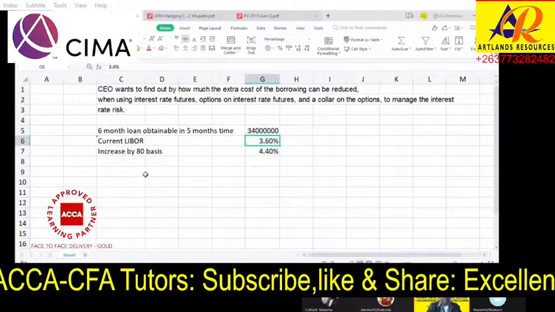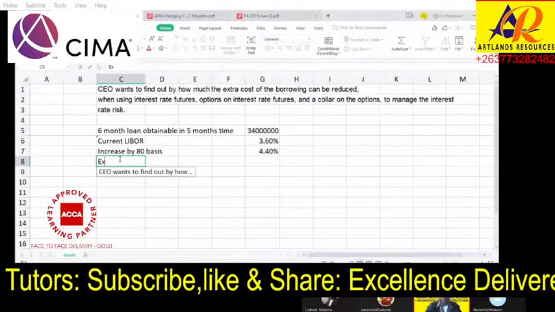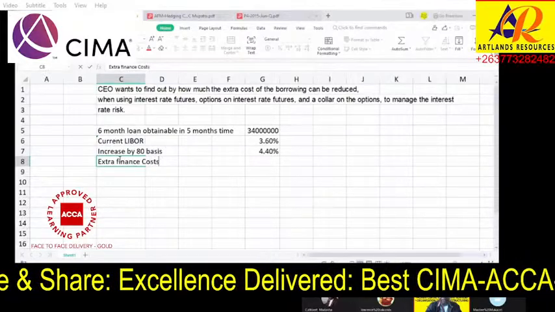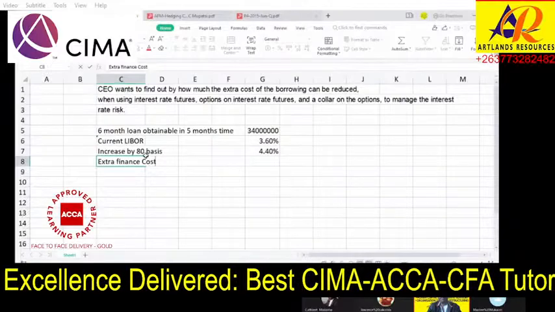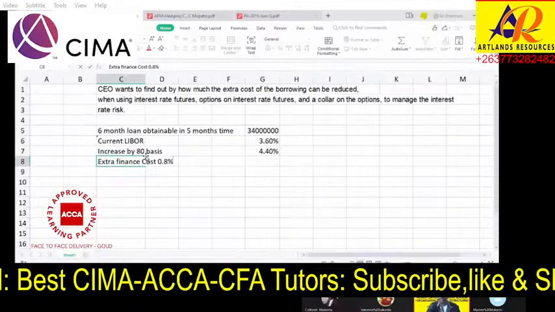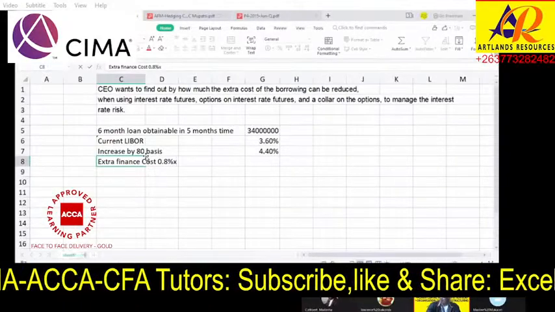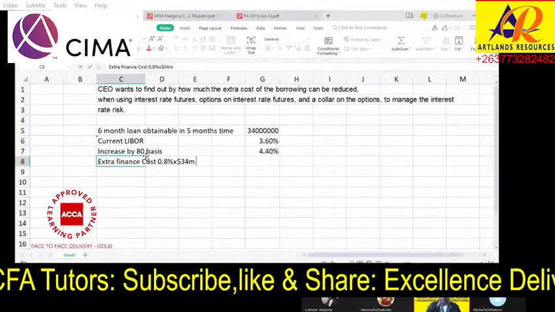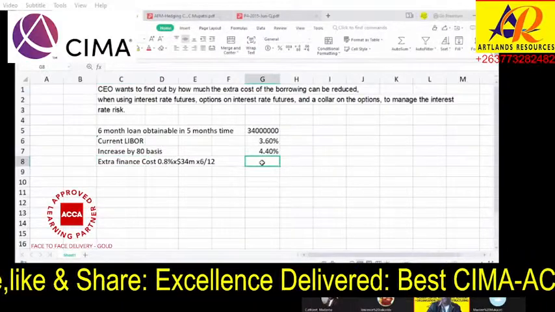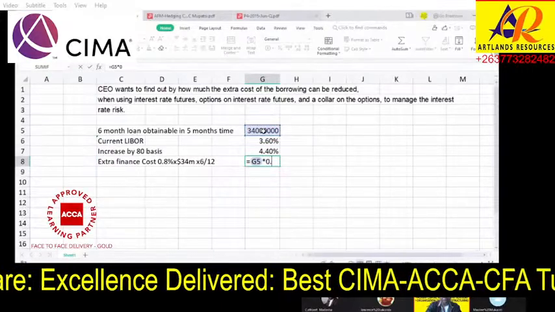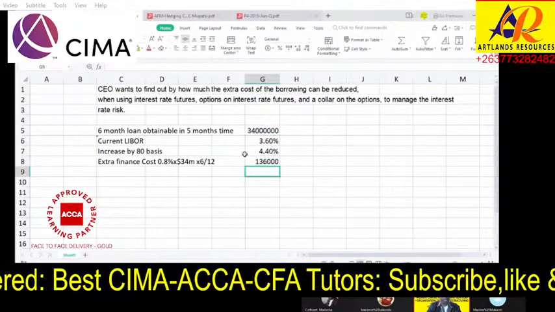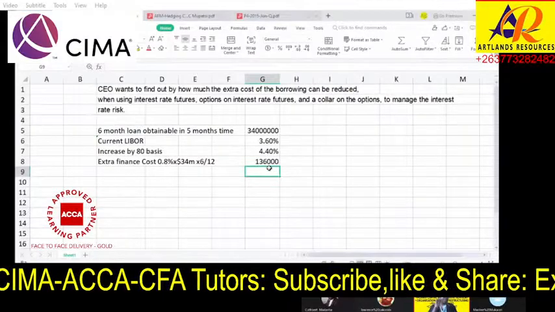Right, so what will be the extra finance cost? Now if LIBOR increases by 80 basis points, it means the extra finance cost is 0.8%, because it increases by that amount, times 34 million multiplied by 6/12. This extra finance cost is equal to 34 million times 0.8% times 6/12. So the extra finance cost is 136.